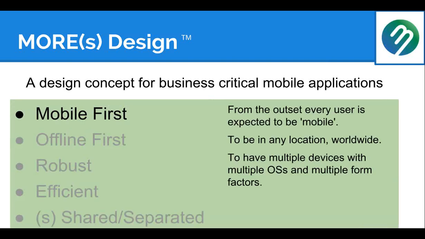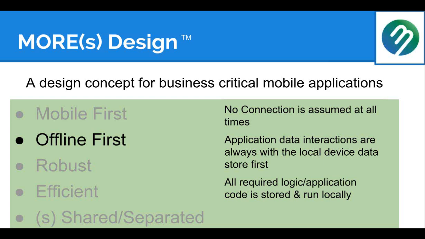And what we mean is, from a mobile first, we have every user as an expected mobile user, to be any location, anywhere in the world, and to be running potentially multiple devices, those devices running multiple OSs, and probably multiple form factors. But we assume an offline first scenario, so always the connection is not available, and that means we would want application data always to interact with the local device store first, and then synchronize when we can, and that also all required logic, the application code is stored and can run locally as well.